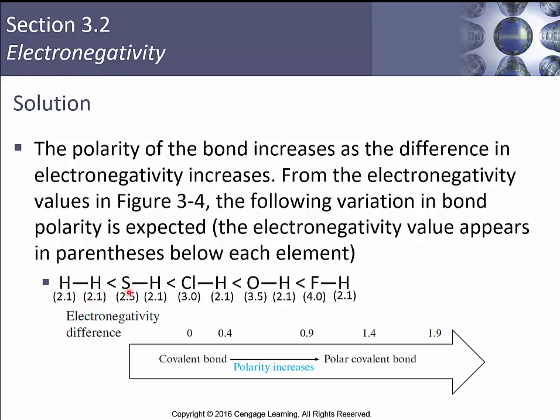Between sulfur and hydrogen, it's going to be 2.5 and 2.1, so 0.4. Between chlorine and hydrogen, it's going to be 3 and 2.1, so 0.9. Between oxygen and hydrogen, 3.5 minus 2.1, it's going to be 1.4. And between fluorine, our most electronegative element, that's going to be 4, and hydrogen, 2.1, we'll end up with 1.9, almost an electronegativity difference of 2, so it's going to be almost ionic in terms of its character.